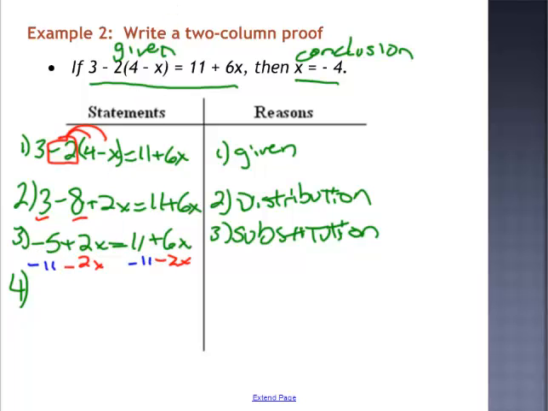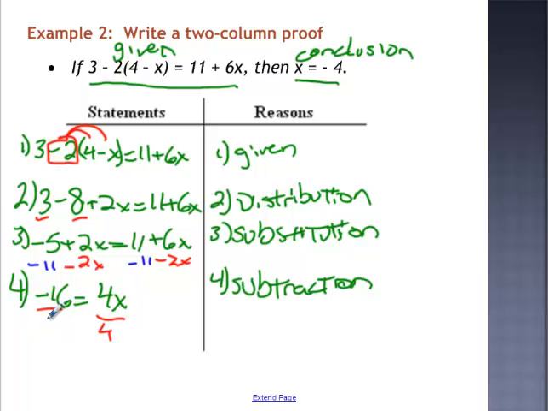It's okay to combine them. If you wanted to break that into two steps, you absolutely can. But since they're both subtraction, I'm going to put them in one step. -5 minus 11 is -16. And 6 minus 2 leaves me with 4x. Now I need to divide because I want to get x by itself.